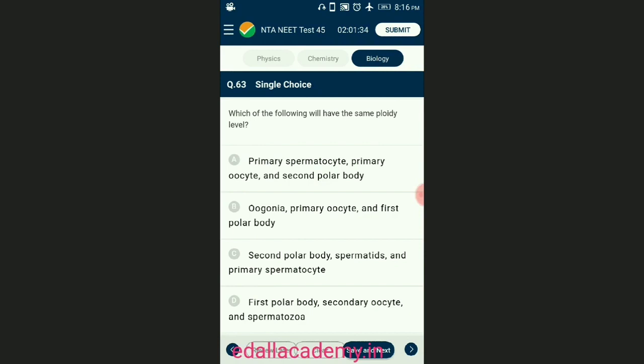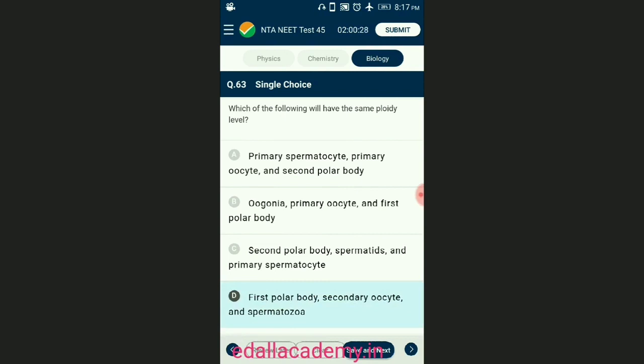Question number 63. Which of the following is at haploid level? In human females during oogenesis, the diploid structure with 46 chromosomes, that is 44 autosomes and 2 X chromosomes, is oogonium, which divides mitotically and gives rise to the primary oocyte. Secondary oocyte, first and second polar body and ovum are produced as a result of meiotic division, and hence they are haploid in nature. In human males during spermatogenesis, the diploid structure with 46 chromosomes, that is 44 autosomes plus X and Y chromosome, is spermatogonium, which grows in size and volume and produces the primary spermatocyte, that is diploid. Secondary spermatocytes, spermatids and spermatozoa are produced as a result of meiotic division and spermiogenesis, hence they are haploid in nature. So the answer for this question is option D, first polar body, secondary oocyte and spermatozoa.